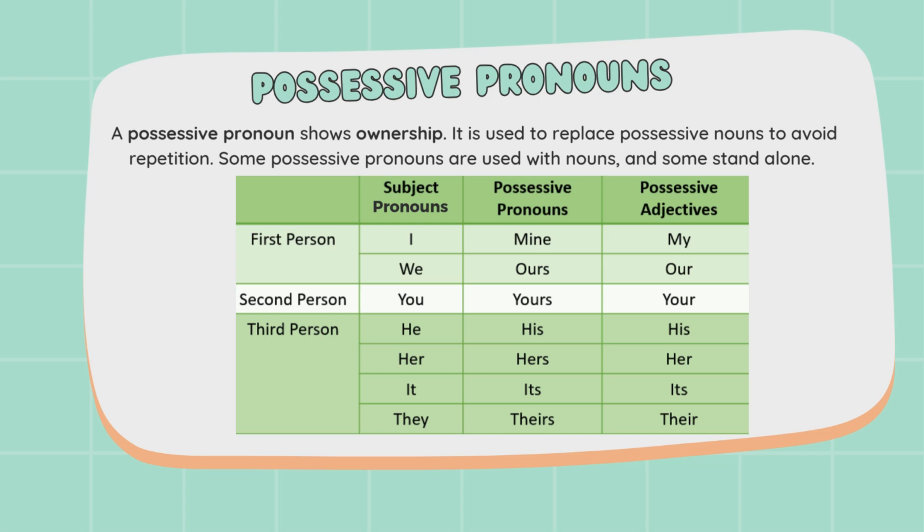Okay, there is still repetition. What could we replace your book with? Your book could be replaced with yours. This book is mine, not yours. See, we've used the possessive pronouns mine and yours to avoid repetition, and they replaced the possessive nouns.